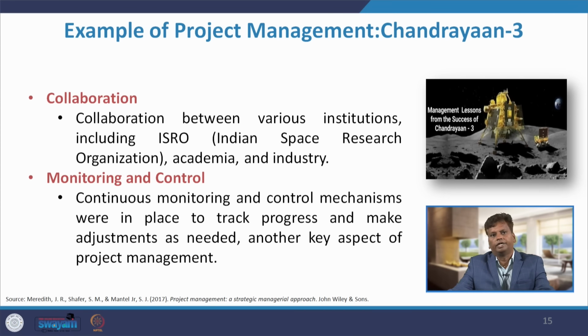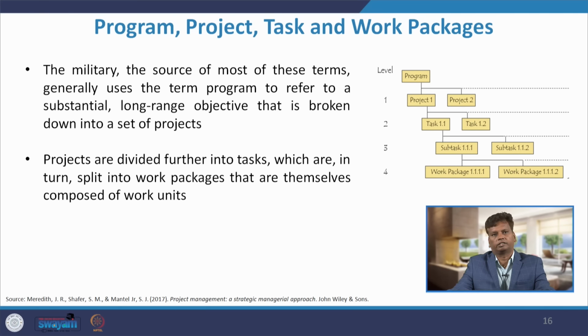So, some more learning from the success of Chandrayaan-3 is collaboration and coordination. Collaboration between various institutions including ISRO, academia and industry. The next learning is monitoring and control. Continuous monitoring and control mechanisms were in place to track the progress and make adjustments as needed. It is another key aspect of project management in the Chandrayaan-3 project.